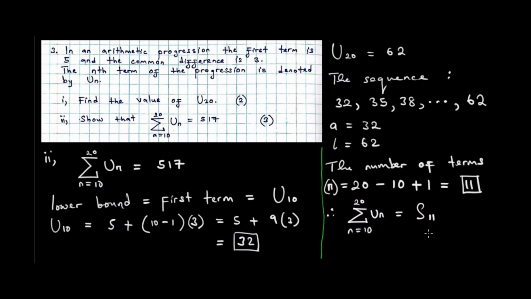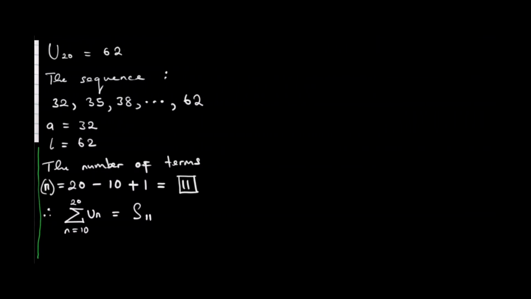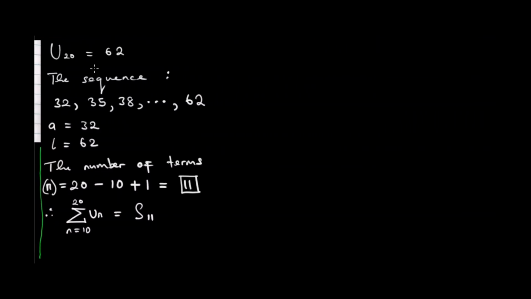But those 11 terms are not the first 11 terms. They are 11 terms from the 10th term going up to the 20th term. So that is very important and I really wish you understand it. Let us solve it a little further. So what then is the sum of these 11 terms?